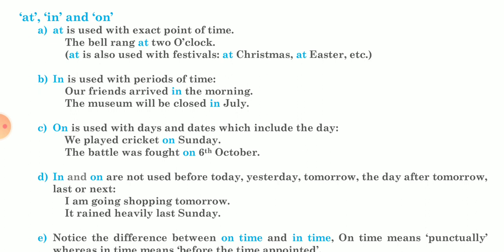The museum will be closed in July. July is a period of time. On is used with days and dates which include the day. So we played cricket on Sunday. The battle was fought on 6th October.